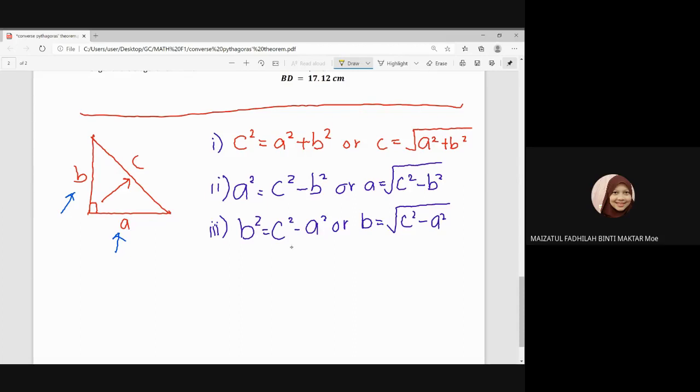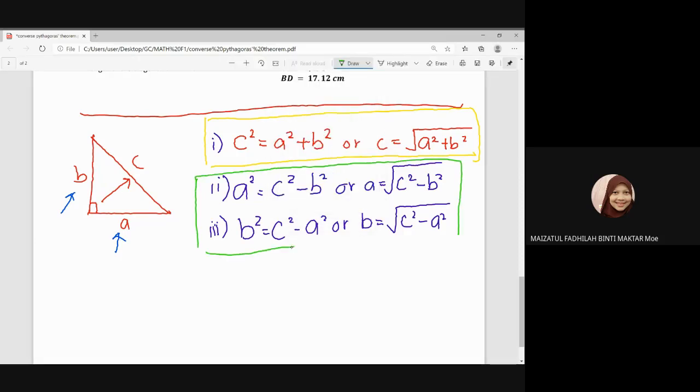Alright, this one is to find the hypotenuse. But sometimes you need to find another side, the measurement of the other side. So both of these you need to use. The ones below here you can use.